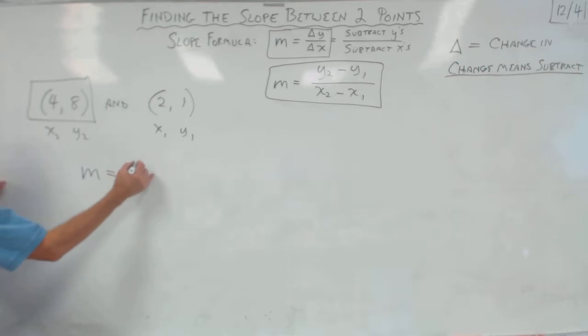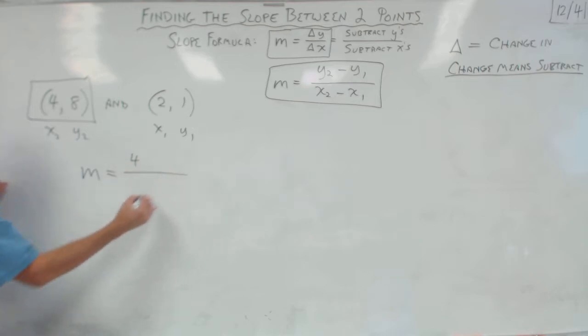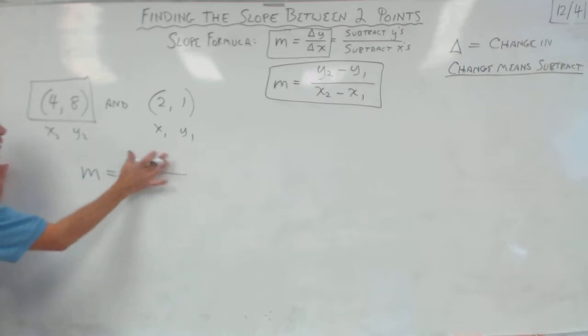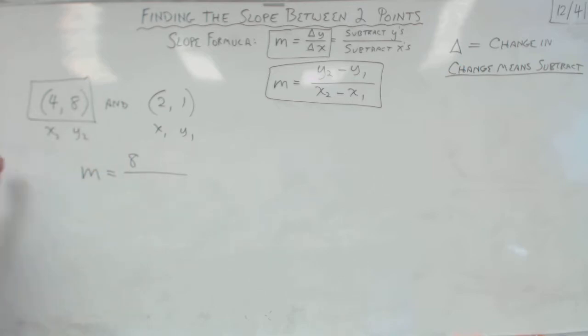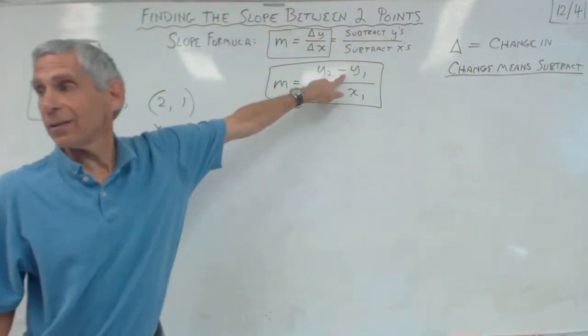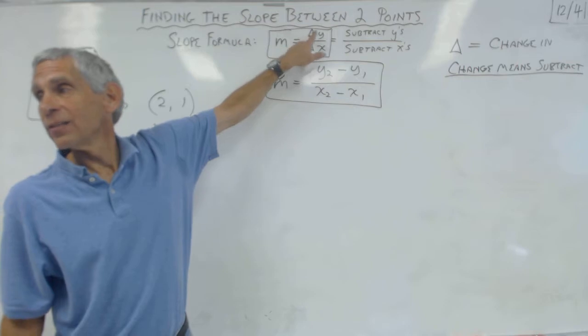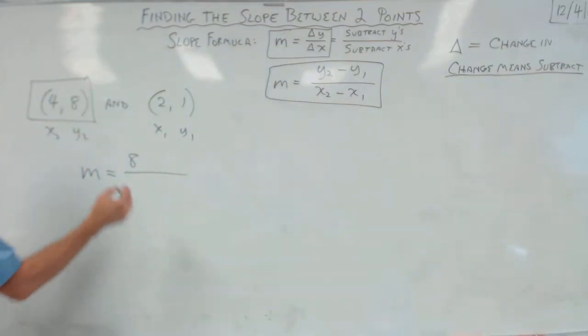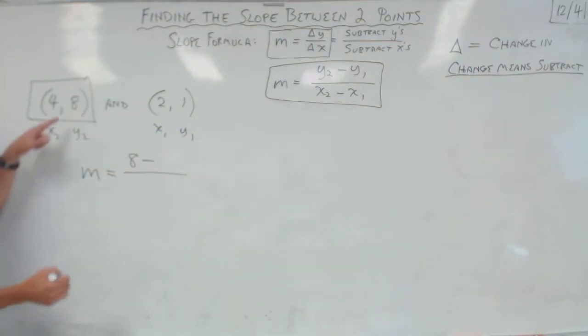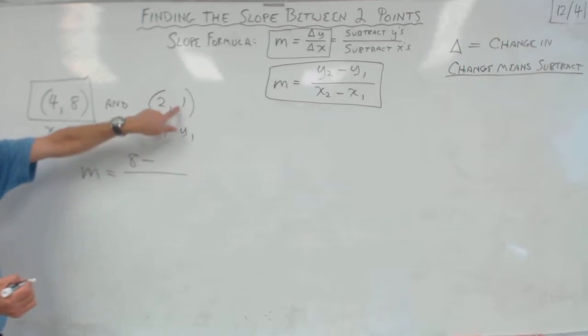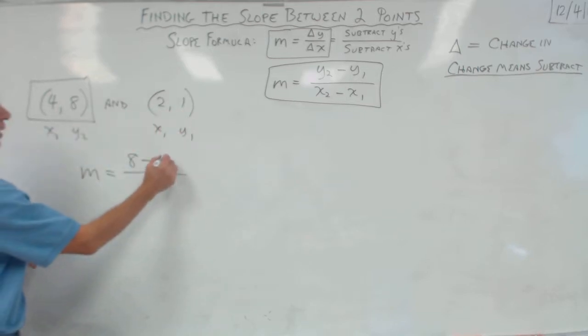Now, common mistake. People will do this. What's wrong with that? Yes, 4 is x2. You're starting above the line, so your y's have to be upstairs, y2, not my x's. So it's 8. And then the formula says minus. Change in y means minus, right? So immediately I put 8 minus. And then I look at my other y, it's 1.